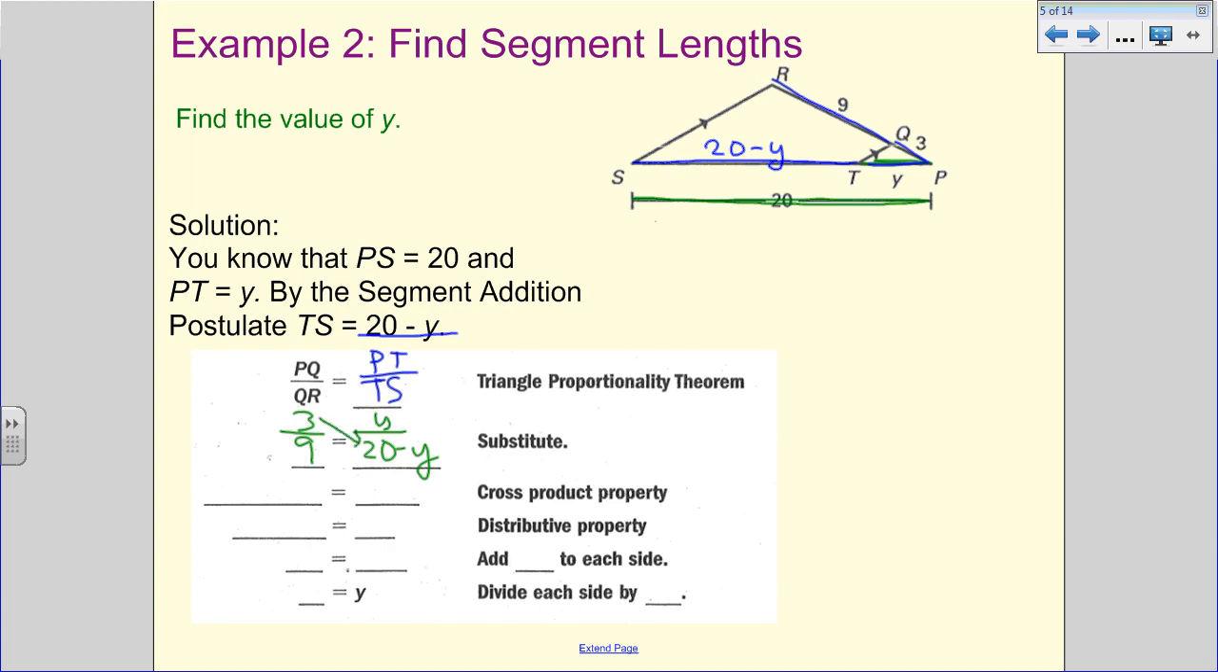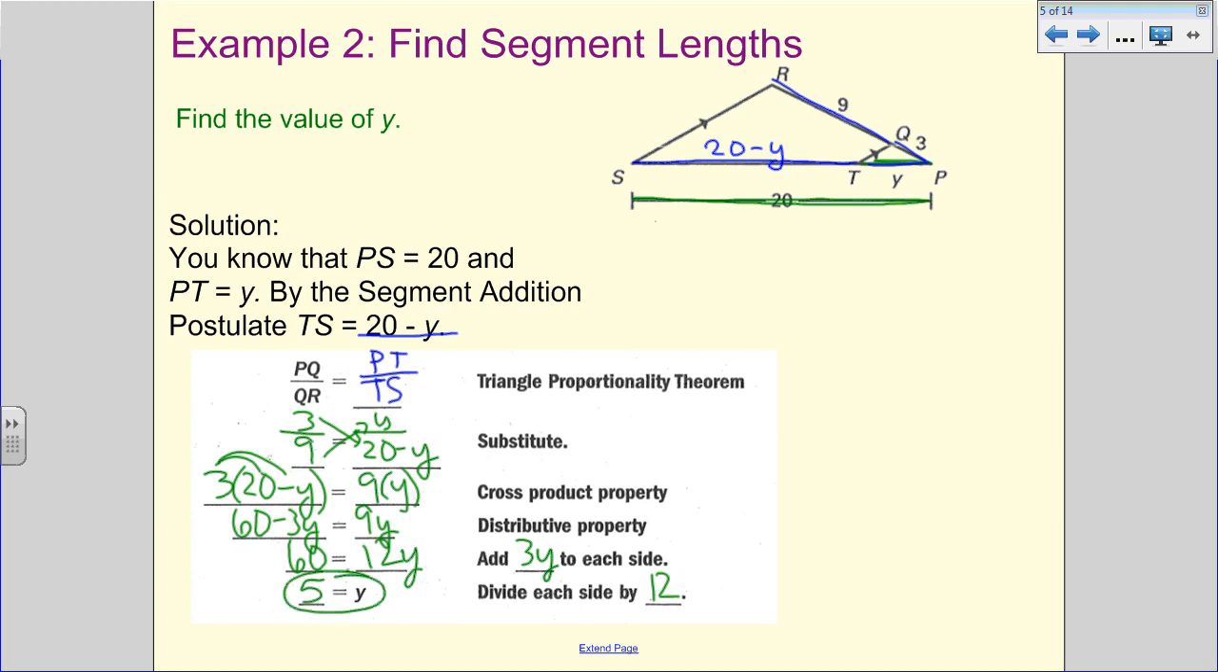So we're going to do 3 times 20 minus Y, and that equals 9 times Y. We need to distribute, so we do 3 times 20 is 60, and 3 times Y is minus 3Y, and then 9 times Y is 9Y. I have 2 variables in this problem, one on each side of the equation, so I'm going to add 3Y to undo this minus 3Y, and that gives me 60 is equal to 12Y. Then I divide each side by 12, and I get Y is equal to 5.